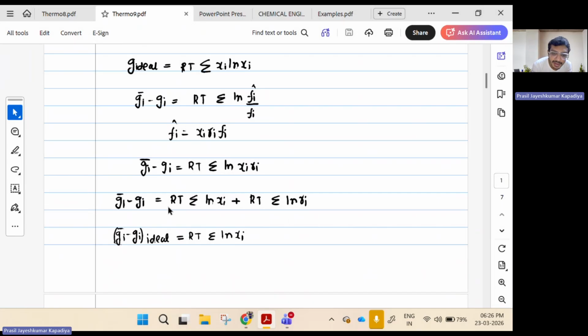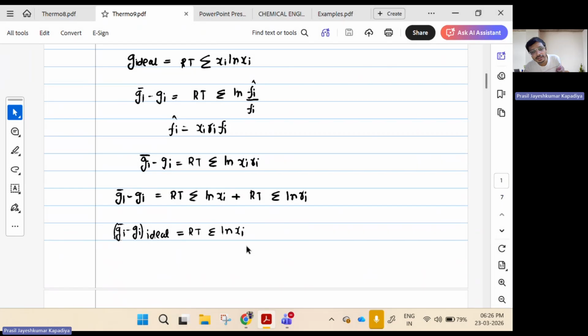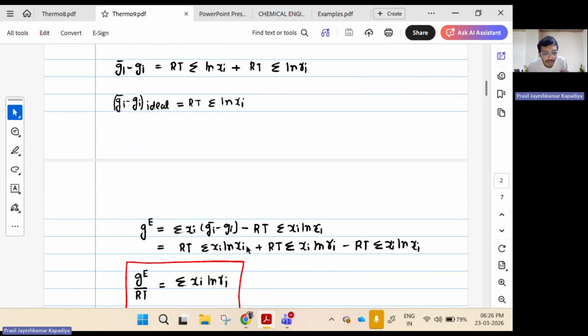Now in the ideal solution case, what is Gi bar minus Gi going to be? In case of ideal, gamma i is equal to 1. So ln 1 is 0, and this term goes out. We are only left with RT ln xi when we are dealing with ideality. Okay, so G excess, I can just write it down.